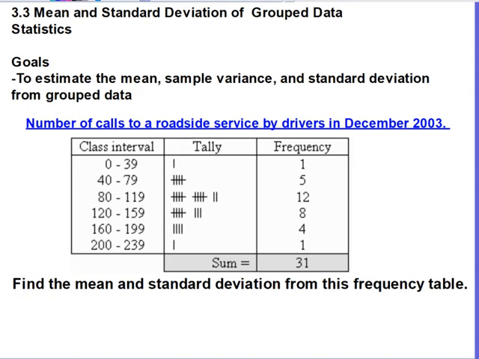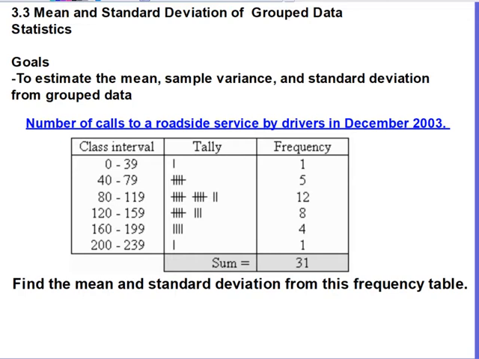All right, third section in chapter 3, mean and standard deviation of group data. What group data is, it's basically data from a frequency table. And the problem with group data is basically what I've got sitting here on this problem on this slide. It says the number of calls roadside services drivers in December 2003. Find the mean and standard deviation from this frequency table.